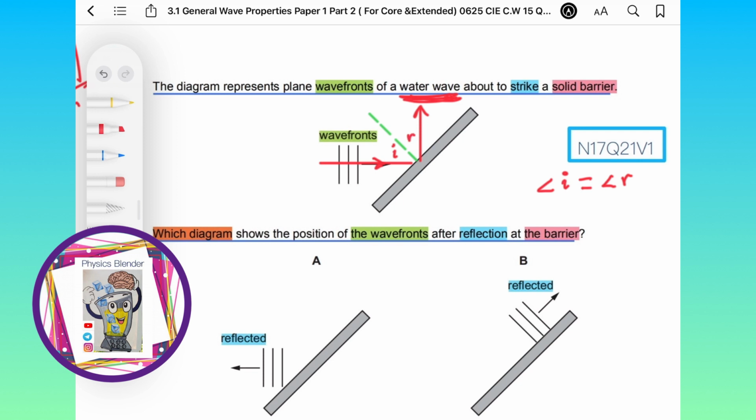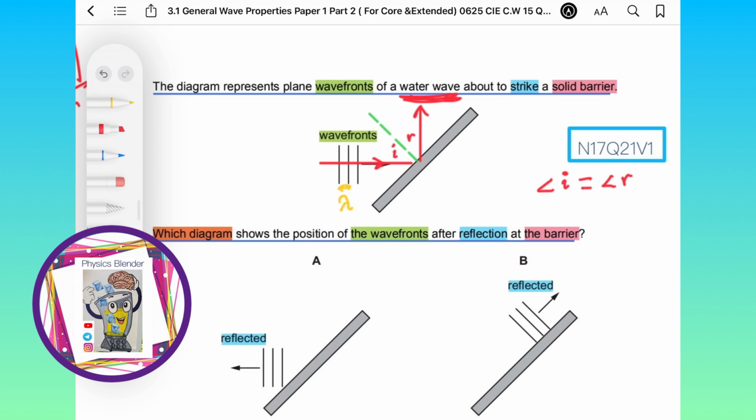Okay, what are these lines? Wavefronts. What do you mean by wavefronts? They are imaginary lines representing all crests or all troughs. So the distance between these two lines is representing the wavelength. The distance between these lines. That's why you will find wavefronts equally spaced. Okay. The reflected wave, this arrow is just showing you the direction.